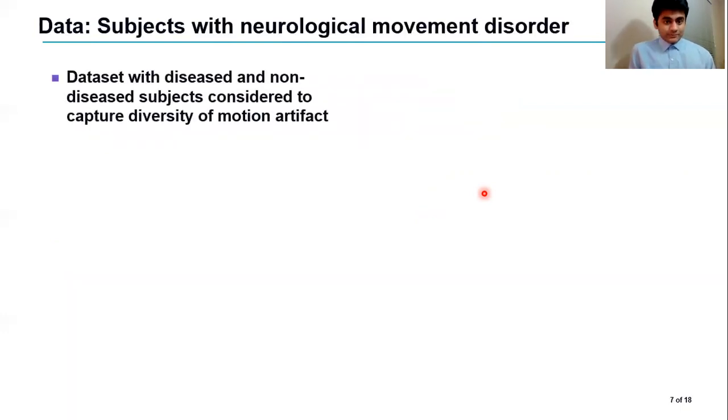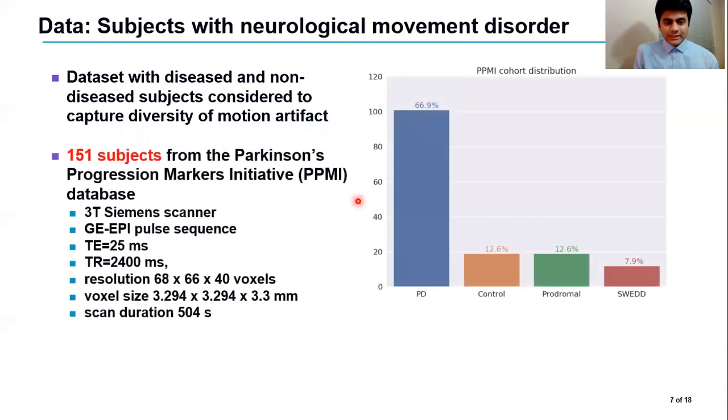We chose a data set with both diseased and non-diseased subjects to capture a diversity of motion artifact. Specifically, we included 151 subjects from the Parkinson's Progression Markers Initiative, and these are the acquisition parameters. And here's a plot of the quantity of subjects in different cohorts. So PD is Parkinson's disease, prodromal and SWEDD are different phenotypes of the disease, and there's also healthy control subjects. Again, all of these are included to capture a diversity of artifact.